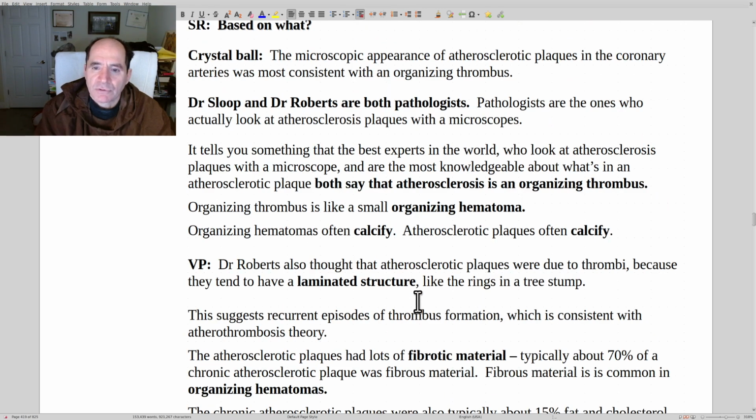Okay, let's see. Both Sloop and Dr. Roberts say that atherosclerosis is an organizing thrombus. And you can also see, and they've shown pictures in their articles, I've seen pictures in other articles, that you'll get these laminated layers of reforming thrombus, dissolution, reforming thrombus, and it'll almost look like a tree stump when you cut a tree stump. You know, the rings of the tree, one for each year, so to speak. You'll get these laminations from clotting, lysis, clotting, lysis, clotting, lysis. You'll also get recanalization. New pathways will find their way through the atherosclerotic plaque.